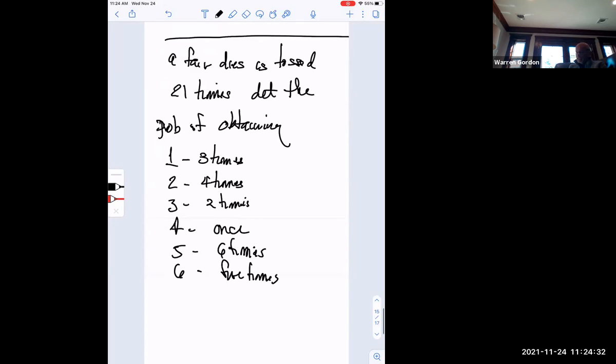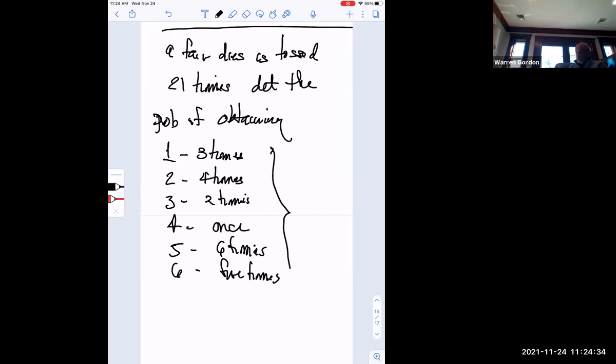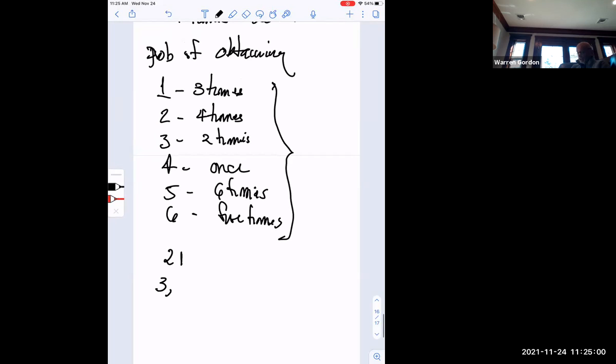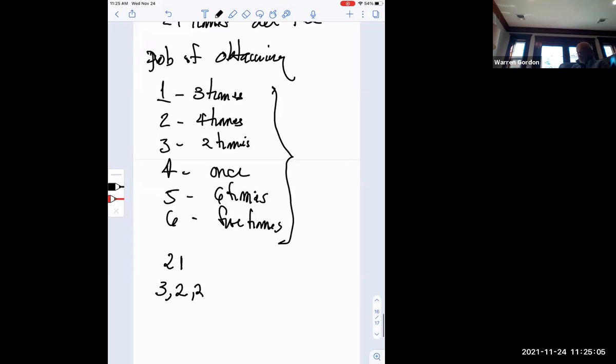Now it turns out that the solution to this problem is trivial. It turns out it's a generalization of the binomial distribution. And I'm just mentioning it in case you come across it. I'm never going to ask it. So what's happening is there are 21 outcomes. Of these 21 outcomes, you want a 1 3 times, you want a 2 4 times, you want a 3 2 times, you want a 4 once.